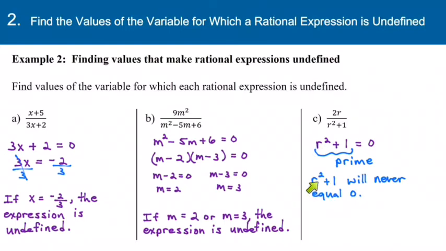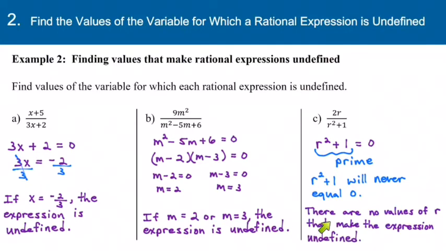And that means that r squared plus 1 will never equal 0. Think about it. When you take any number, positive or negative, and square it, you're going to get a positive result. That positive number plus 1 is never going to equal 0. So there is no value of r that will make r squared plus 1 equal 0, and therefore there are no values of r that make the expression undefined. There are no values of r that make the whole expression undefined.